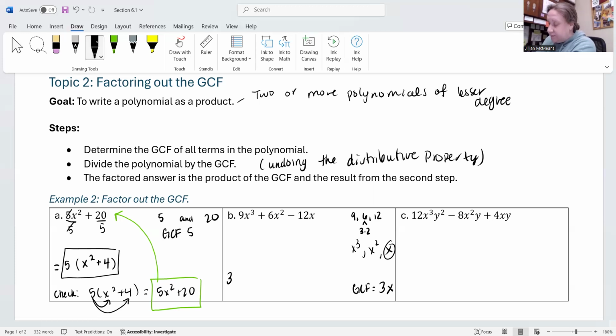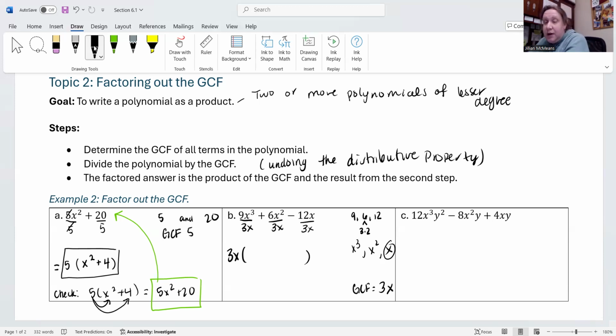So I'm going to get ready for, well, let me rewrite that a little bit higher. So my final answer is always going to be the actual GCF times whatever is left when I divide the polynomial by the GCF. Remember, this is like division with polynomials, kind of. So I'm going to take each of these terms and I'm going to divide them by 3x.